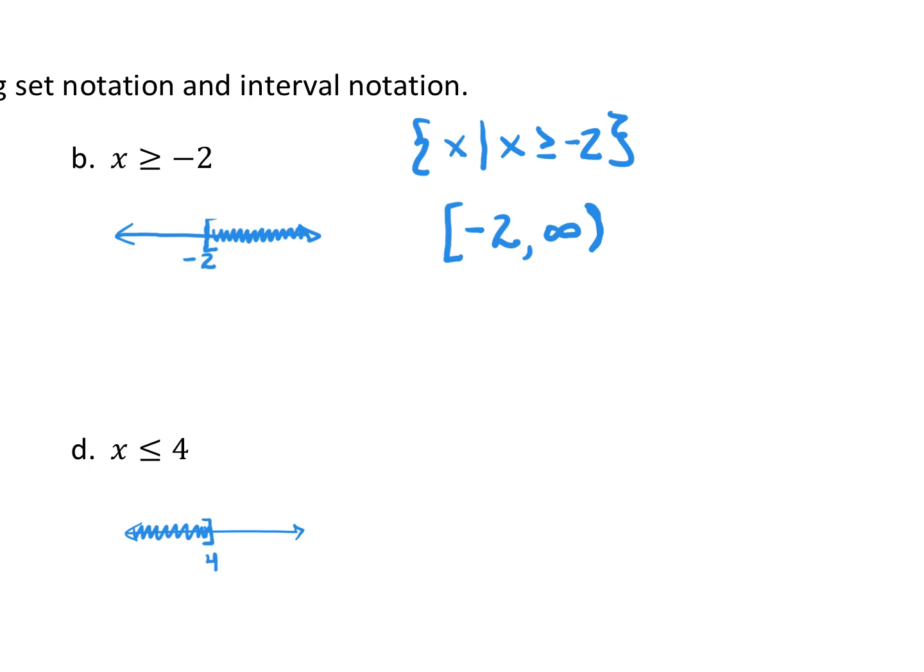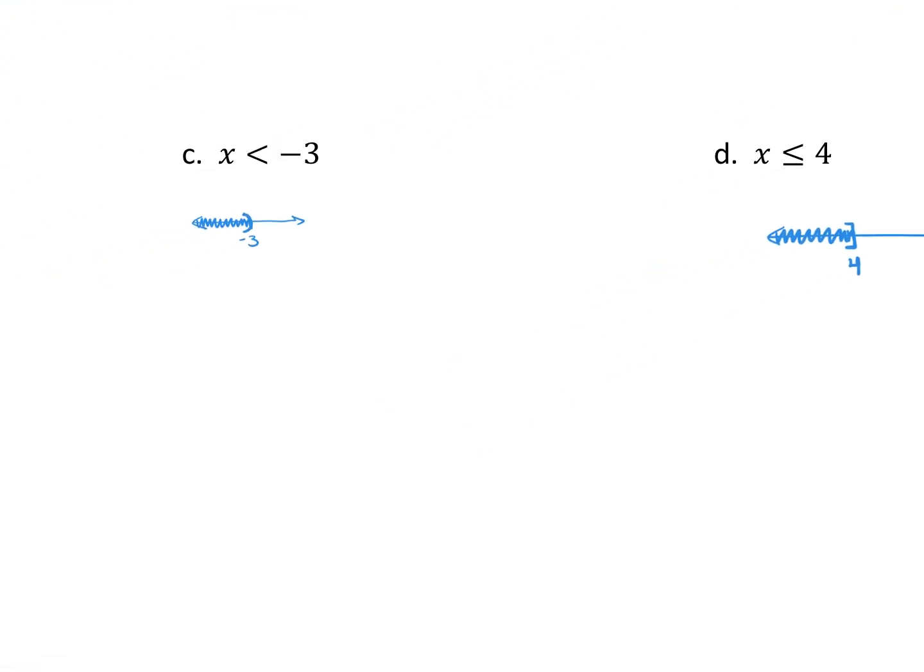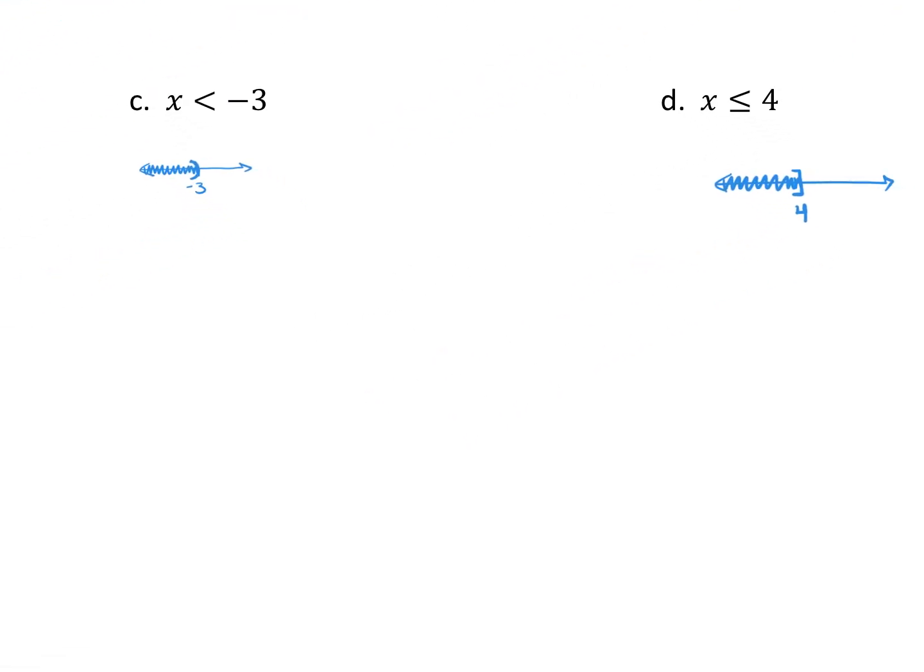All right, let's go ahead and look at the last two now. Example C, we have x is less than -3. And so our set notation, we have our squiggly brackets. We have our x, we put our vertical bar. X less than -3, we just copy the inequality. And then we close our squiggly brackets.